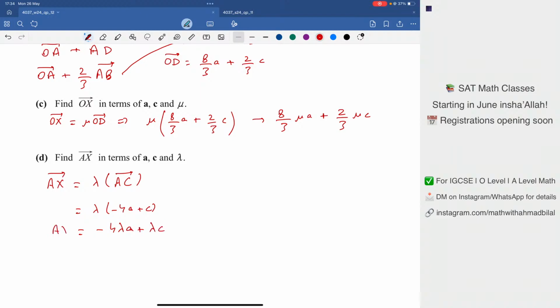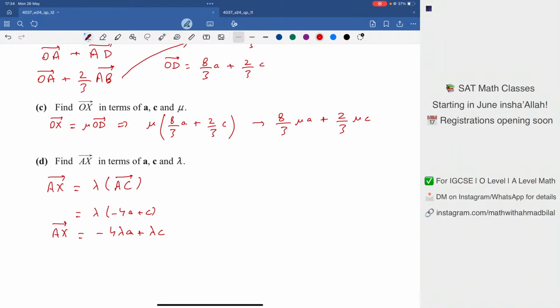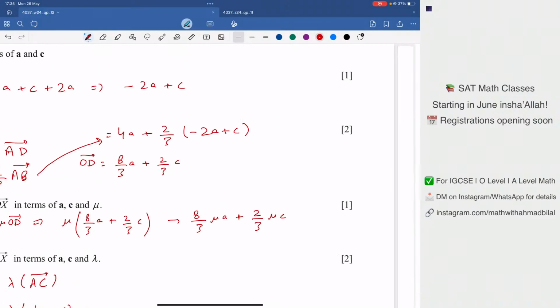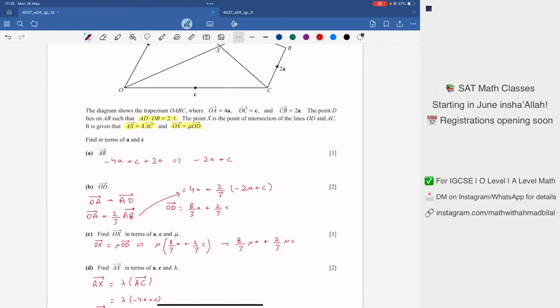That's the vector AX. Okay, now these were relatively easier parts. These first three parts, fairly straightforward. That's the result that we get from this. All right. So now they're saying, hence find the values of lambda and mu.